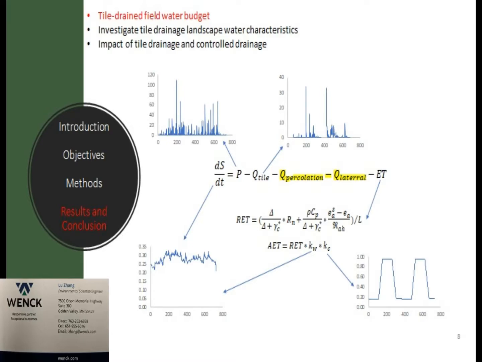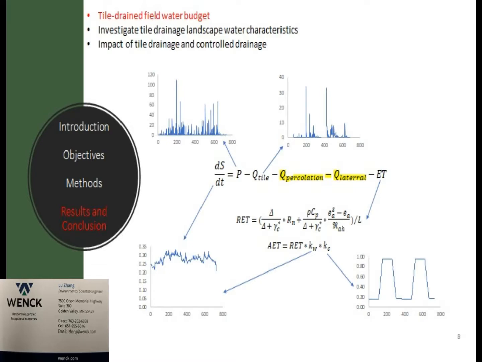So the change in the soil storage is dS/dT, that's soil moisture change, and P represents precipitation. Tile flow is Q tile. There are also field measurements available. The two parameters that have no measurements available are deep percolation rate and lateral flow.